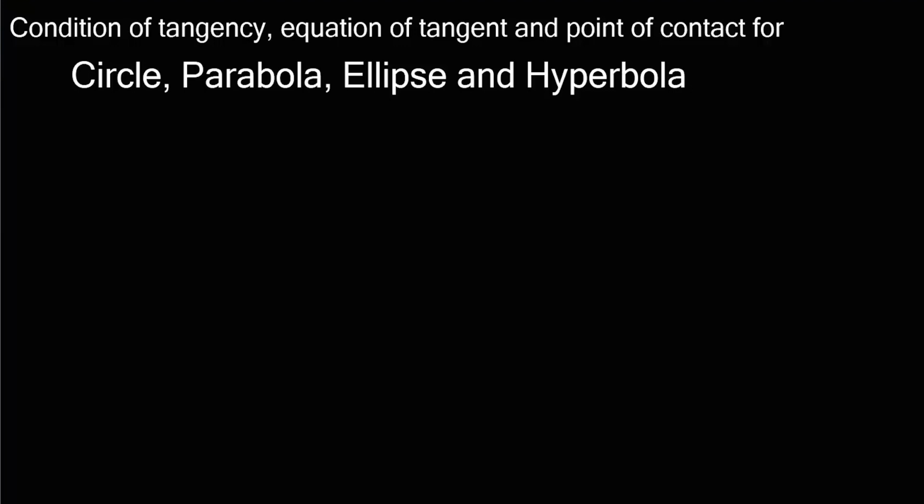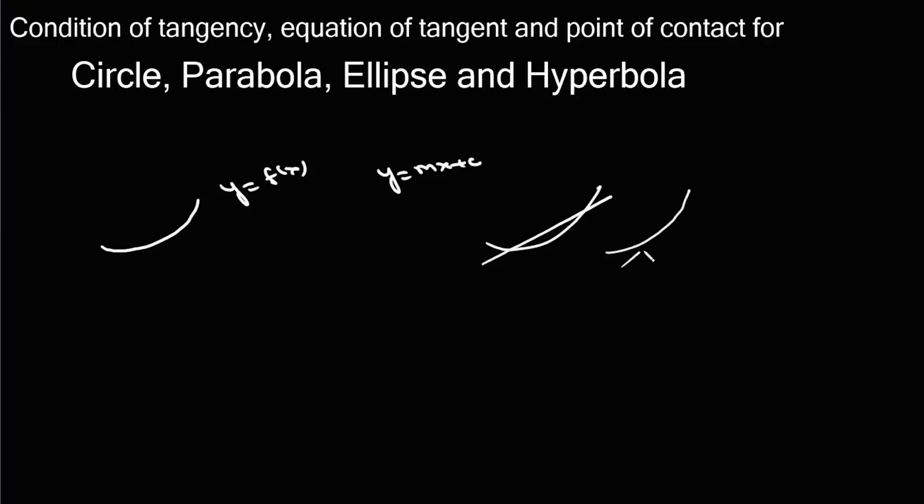The first one is, suppose we have any conic whose equation is y equals f(x), and we have a line which is y equals mx plus c. Now we know that this conic and line may intersect at 2 points, or they may touch each other, or they may not intersect each other. So if we have a conic y equals f(x) and this line y equals mx plus c, we'll find their points of intersection.